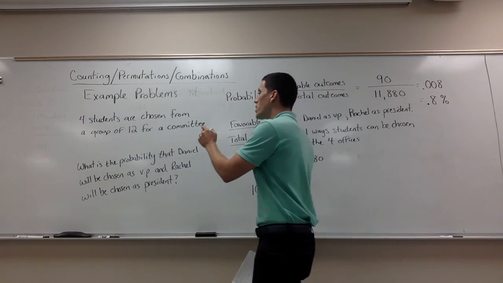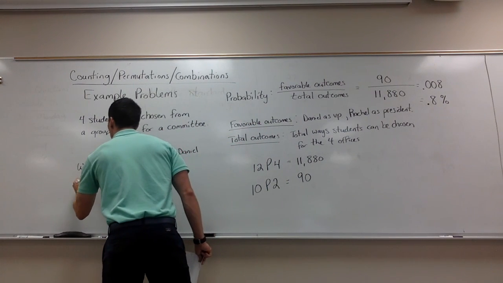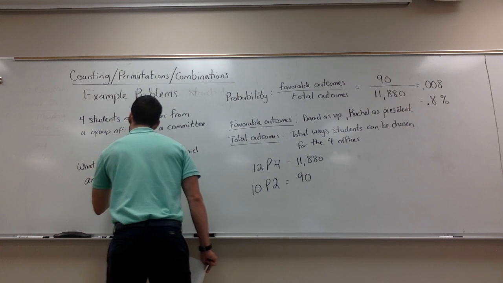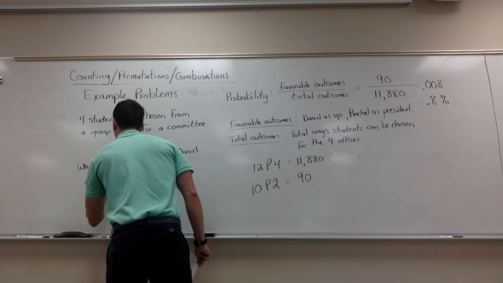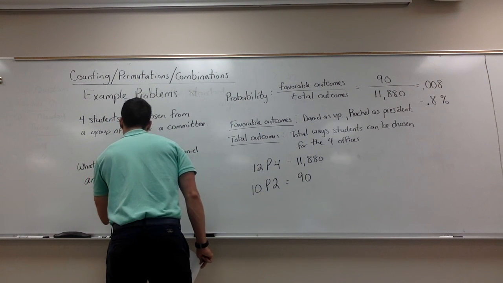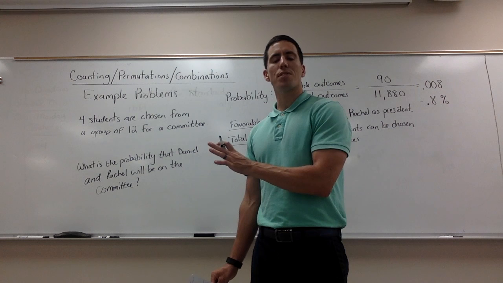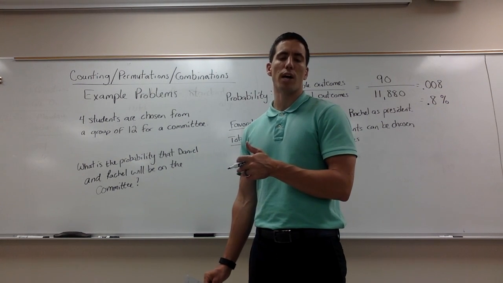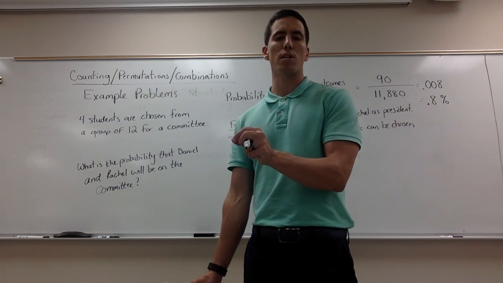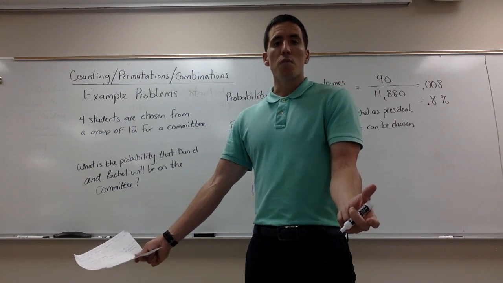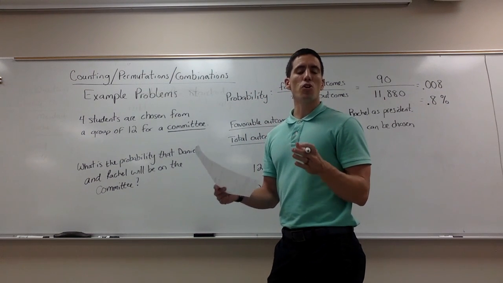And then I'm going to ask, what is the probability that Daniel and Rachel will be on the committee? Now, hopefully, you already have a sense that as we calculate out this probability is going to be much, much higher. Because instead of Daniel and Rachel having to occupy very specific roles of vice president and president, now they just have to be on the committee. Furthermore, since we're just forming a general committee, we're now establishing that the order does not matter.